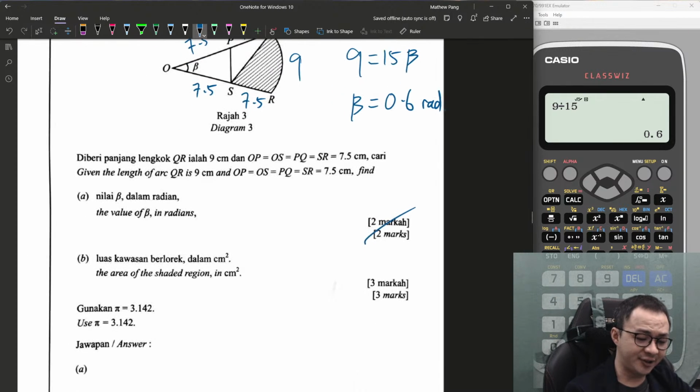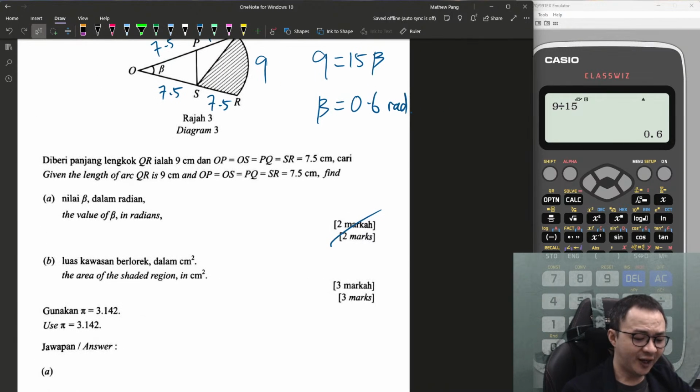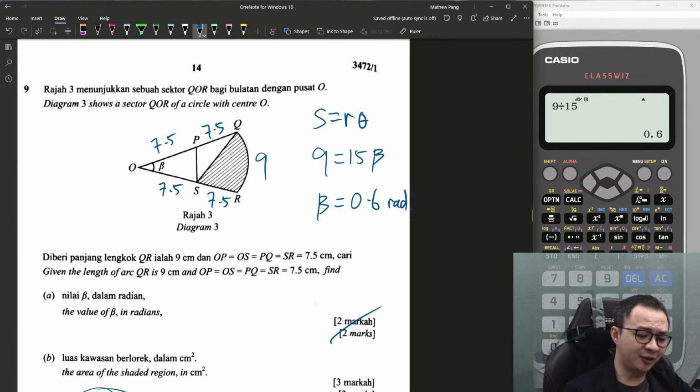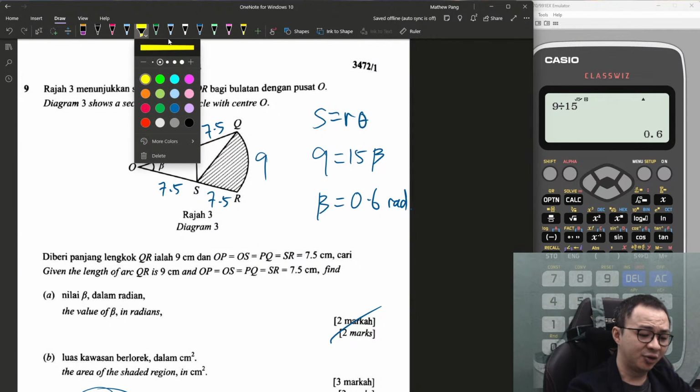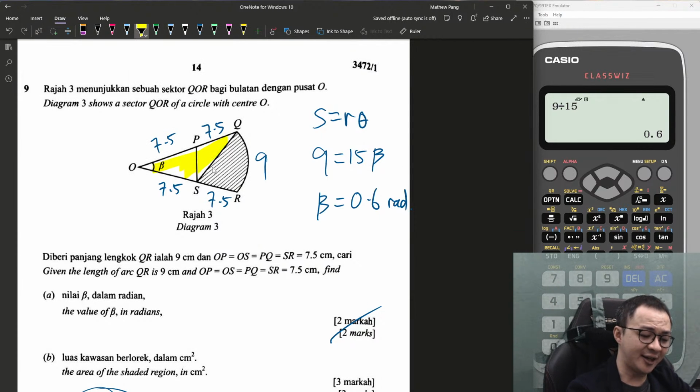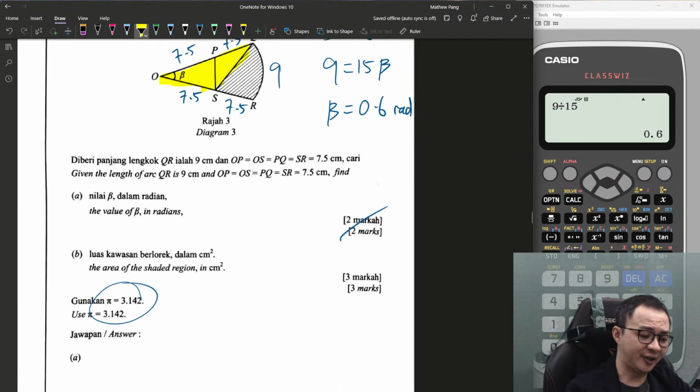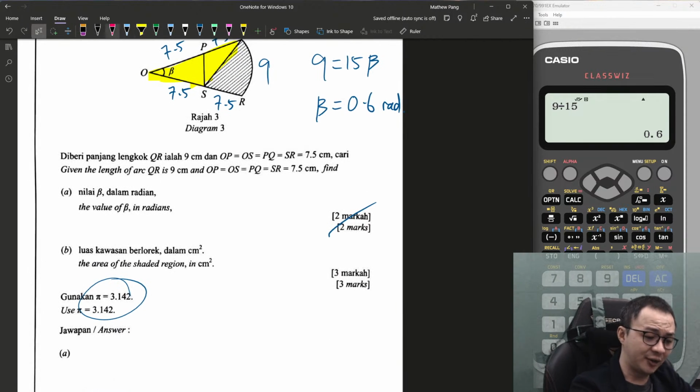2 marks, very easy. Find the area of the shaded region. Pi equals 3.142. For the area of the shaded region, I will just use sector minus triangle. You should be able to see there's a triangle inside here, isn't it? As long as I use the sector minus this triangle, I should be fine. Okay, let's do it.